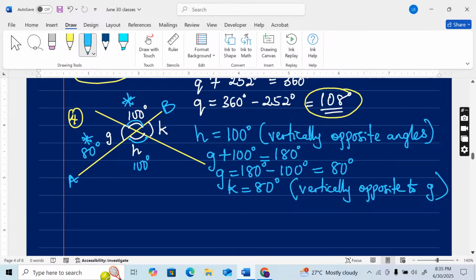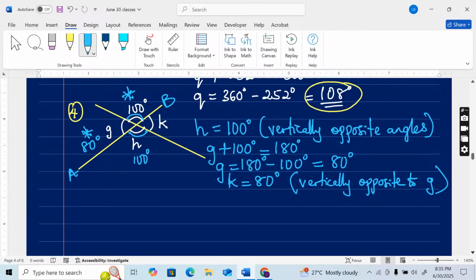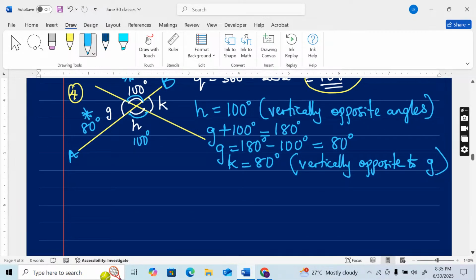So anytime you have an X diagram, the angles formed are vertically opposite to each other. And when they are vertically opposite to each other, they are equal. Vertically opposite angles are equal.